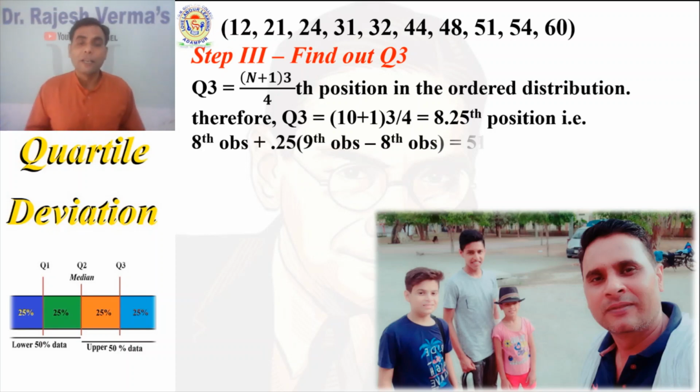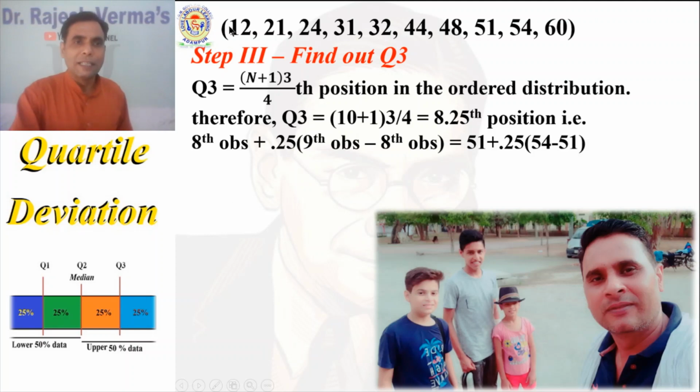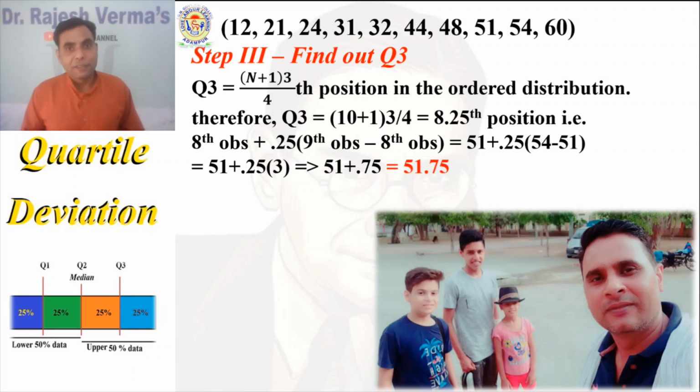How to calculate? First, find the 8th position: first, second, third, fourth, fifth, sixth, seventh, and 8th. So the 8th position is 51. Then plus 0.25, because it is the 0.25 observation. So the 9th observation, that is 54, minus the 8th observation, that is 51. The difference is 3, multiplied by 0.25, the answer will be 0.75. So 51 plus 0.75 will be your Q3, that is 51.75.